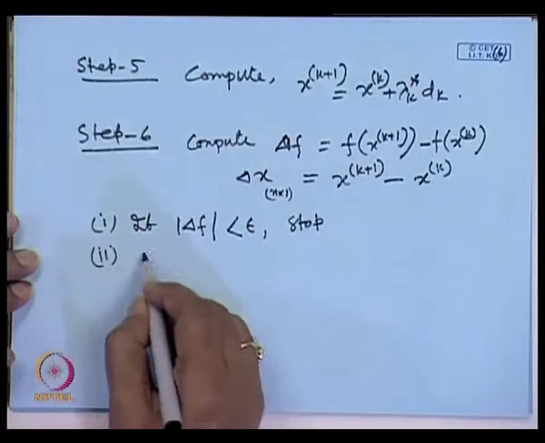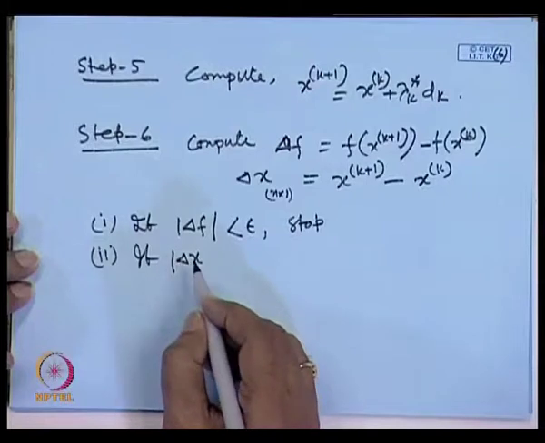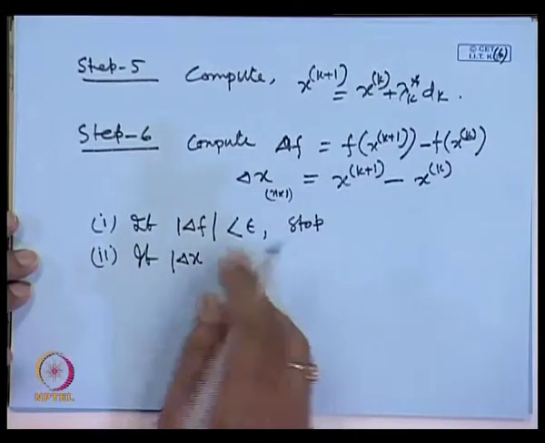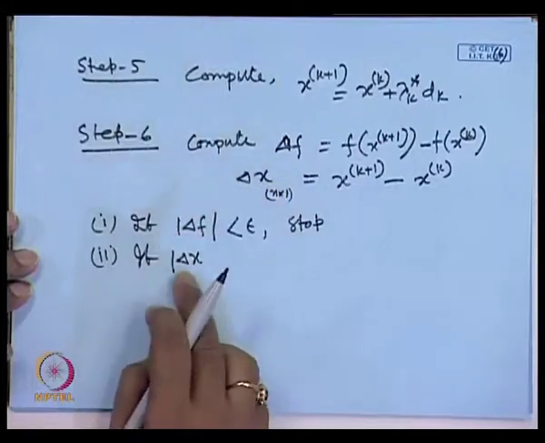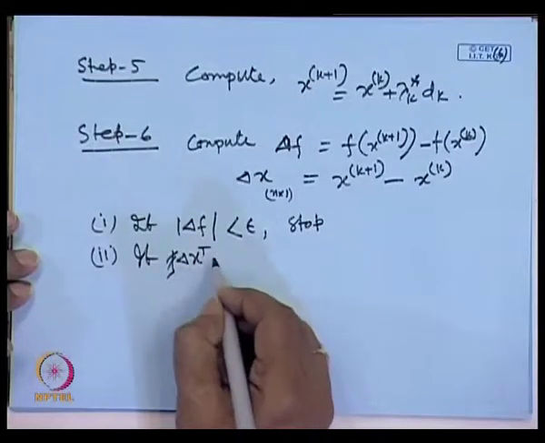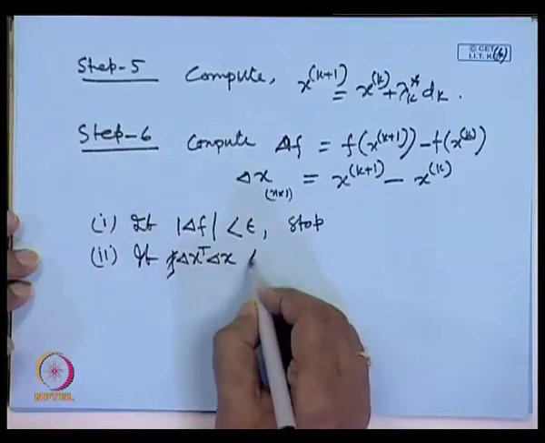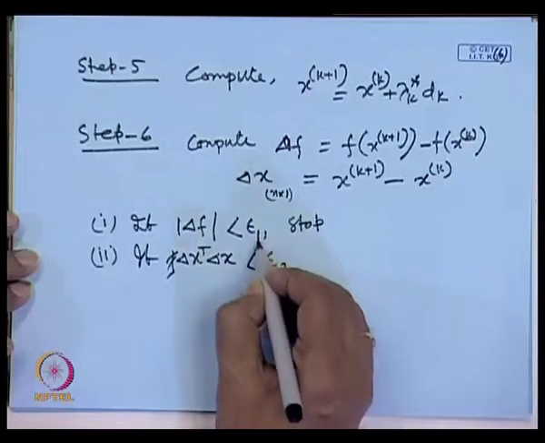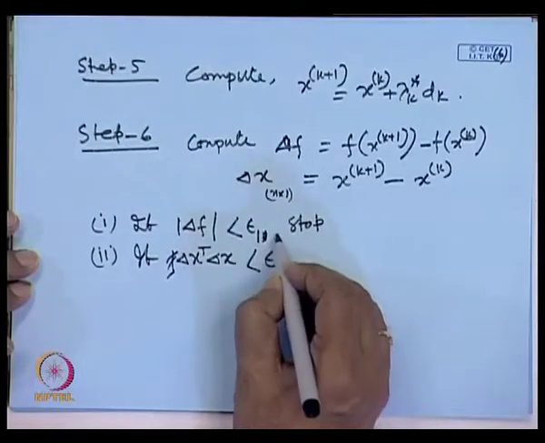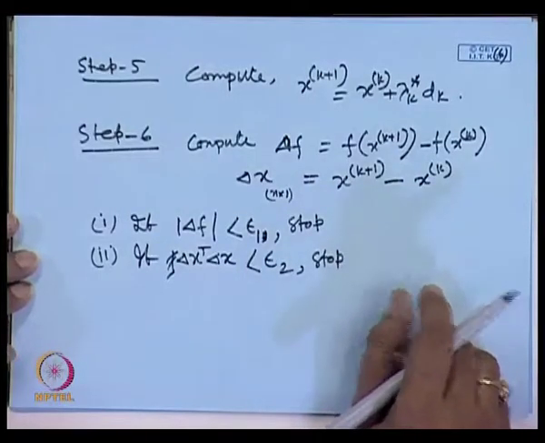Then second, if delta x, here I cannot write mod, because f is a scalar, I can write mod. Now, delta x is a vector, so either you write the Euclidean norm or you write the distance square, delta x transpose delta x, which is a scalar quantity. Now, this is epsilon 2, and that was epsilon 1, okay, stop. This indicates that the decision variables values are not changing.